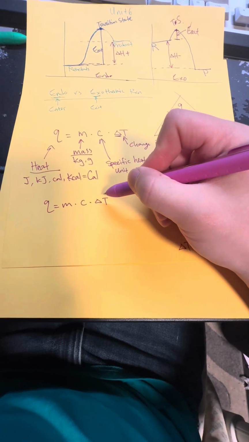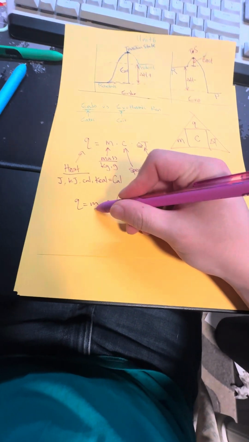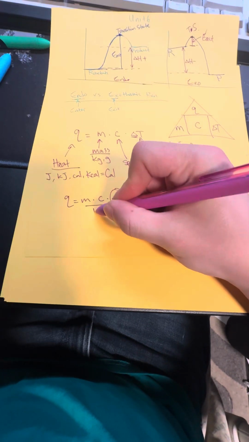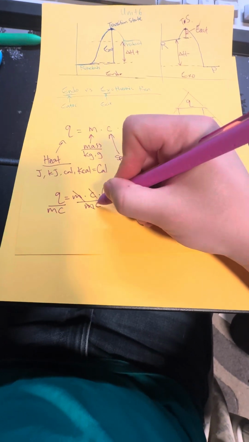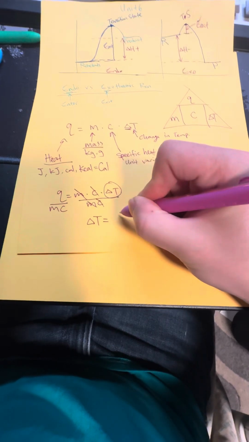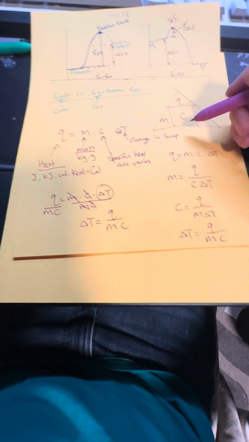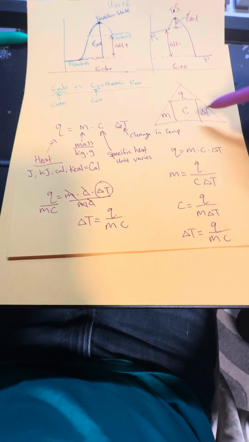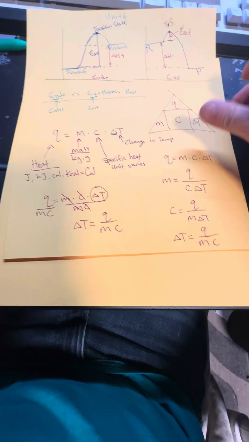If I want to solve for delta T, I will have to divide M and C on both sides of the equation, and then M cancels out with M, C cancels out with C. So our delta T is equal to Q over MC, which is the same as that. So as long as you remember this triangle, you will be able to find all of the formulas, okay?